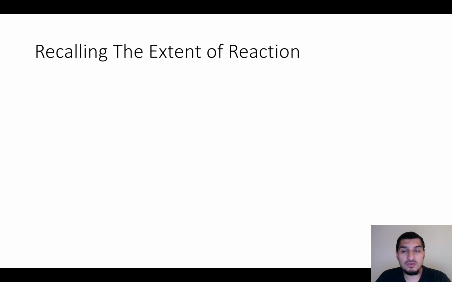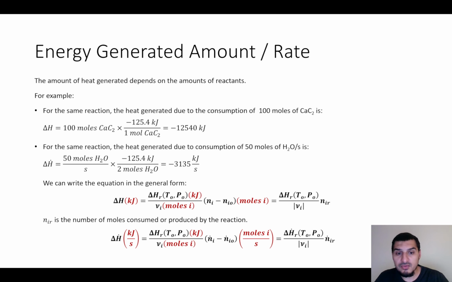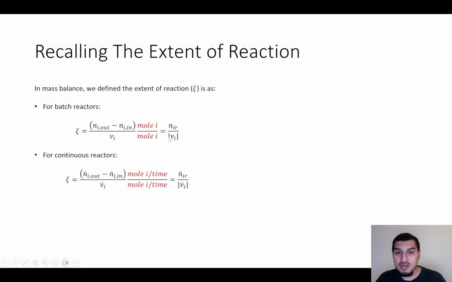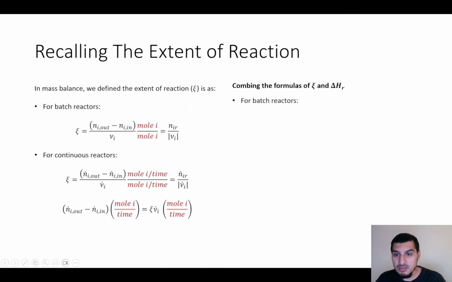There is a simpler way to do this by combining what we know from before. If you look at these two terms, this is what we used to define as the extent of reaction. So if you recall the definition of the extent of reaction, it is n_i,r over the absolute value of the stoichiometric coefficient. If you combine the previous expression with the current one, you can see that it is the extent of reaction multiplied by the heat of reaction. This is the total heat of reaction.